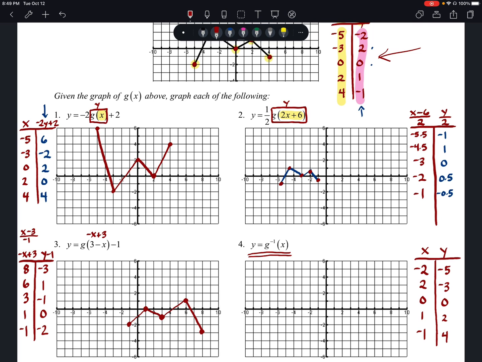So negative 2, negative 5. We've got 2, negative 3. We've got 0, 0, 1, 2, and negative 1, 4. And then remember, we got to plot those or connect them in the same order we plotted them. So we went from this one to this one to that one to this one to that one. And that is our inverse of function g.